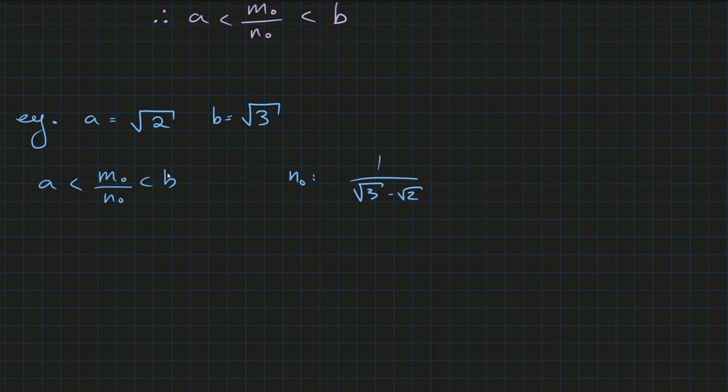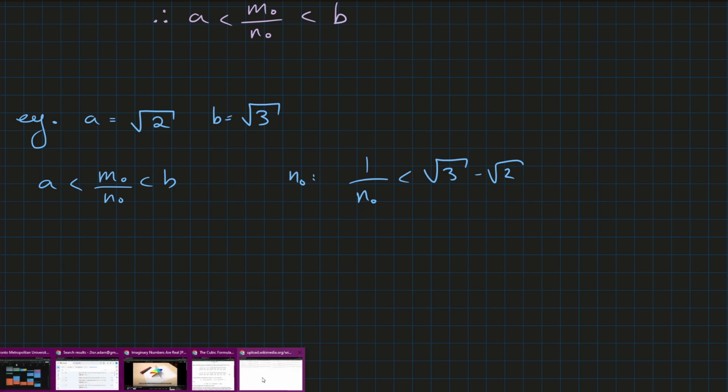To find n naught, we think about the difference, b minus a. Let me restate this, right? We find n naught such that 1 over n naught is less than b minus a, root 3 minus root 2. And again, this is always possible. So we might just want to do this with a calculator. So maybe I'll just open a calculator here, or maybe I'll do it in Desmos.